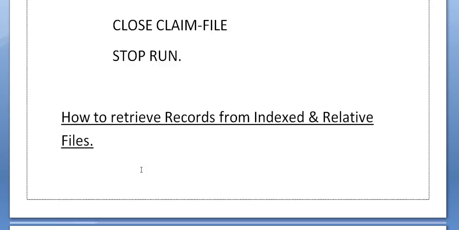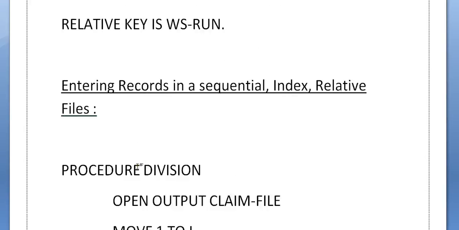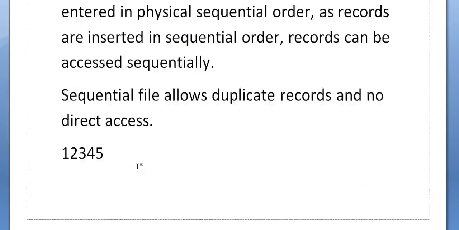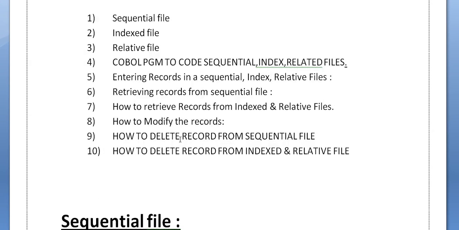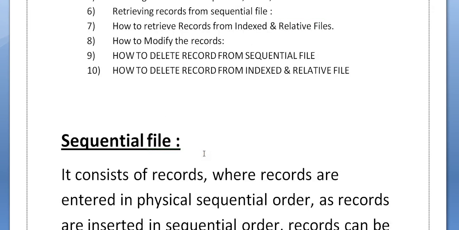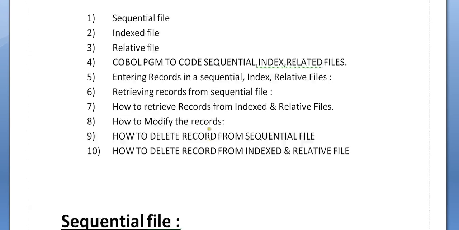Just to recap, here are the various things we have learned today in our class. We started with the different files we use: sequential, indexed, and relative files. Then the COBOL programs to code sequential, indexed, and relative files, entering records in them, how to retrieve a record from a sequential file and from indexed and relative files, how to modify records, how to delete a record from a sequential file and in the same way from indexed and relative files, and a sample COBOL program using a sequential file. So this is all about files in COBOL.